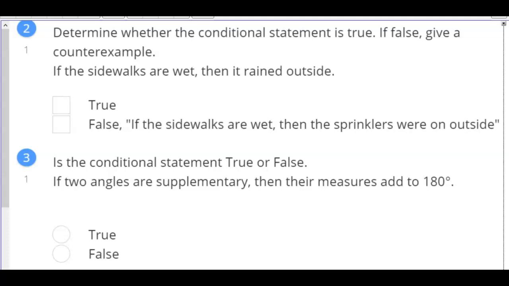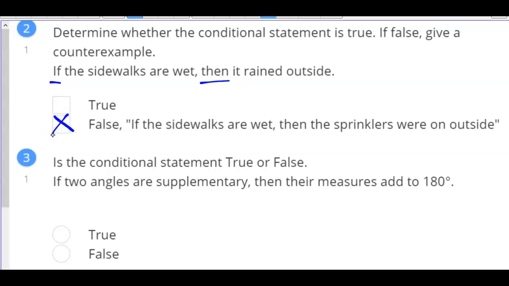All right, number 2. We got a conditional statement. That is an if-then statement, and if-then statements are our friends. If false, give a counterexample. So if the sidewalks are wet, then it rained. Yeah, it might have been, but is there any other thing that would make the first part true and the second part false? You bet.